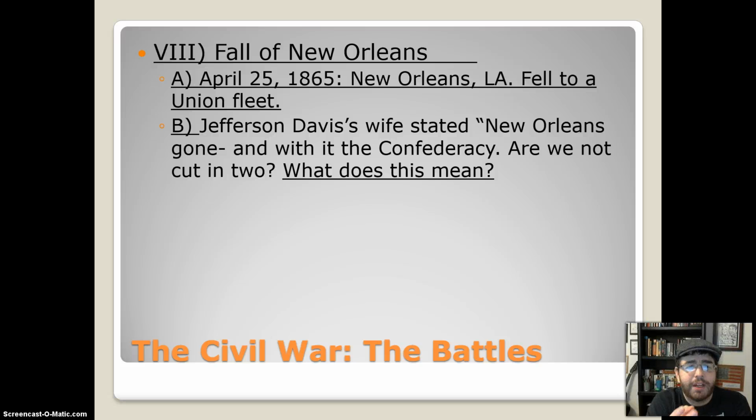So what does this mean? Why is New Orleans so important to the Confederacy? I mean, here's a hint. It's a delta. There's a major river whose delta is located in New Orleans. Remember, go back, look at why we bought Louisiana from France. That would help you actually recognize why we need this.